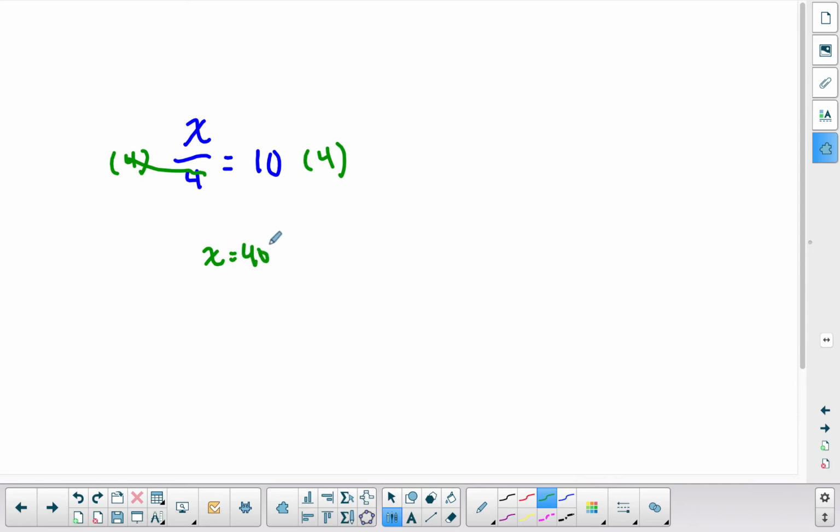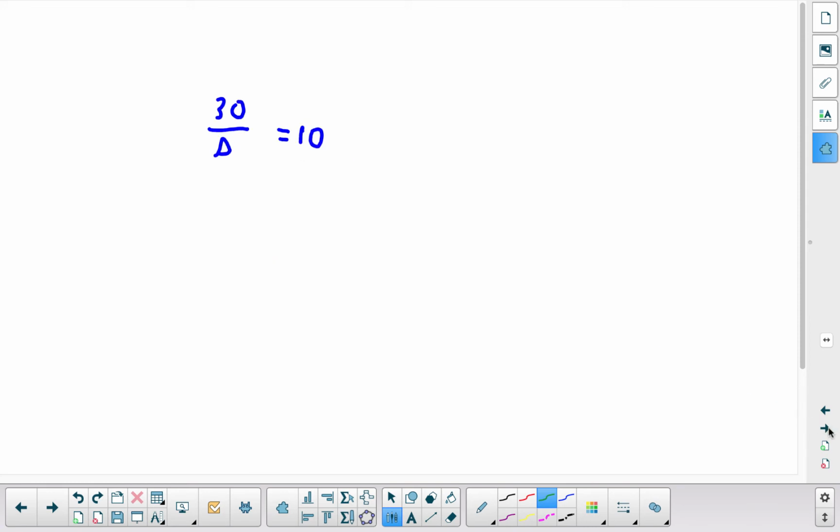Let's see if that actually makes sense. 40 divided by 4 equals 10. It makes sense. So I think that's a good answer for x. Let's look at another one.